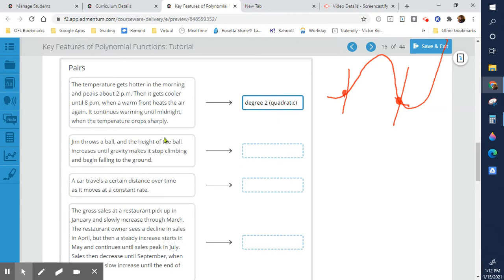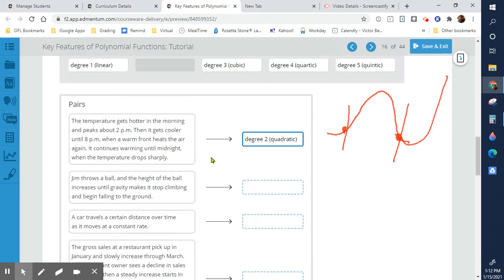Jim throws a ball, and the height of the ball increases until gravity makes it stop climbing and it goes back down. So this one could be it. They're doing a few that are kind of contradicting each other, so I'm going to read more into this one. Then it gets cooler until 8 p.m. Then it gets warmer again, and it continues warming until midnight when the temperature drops sharply.